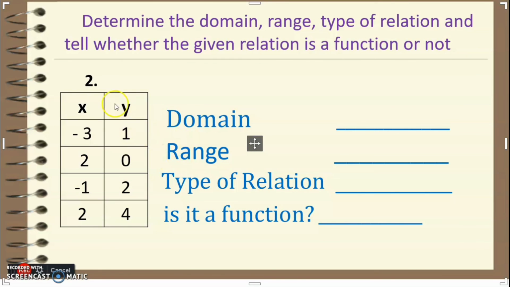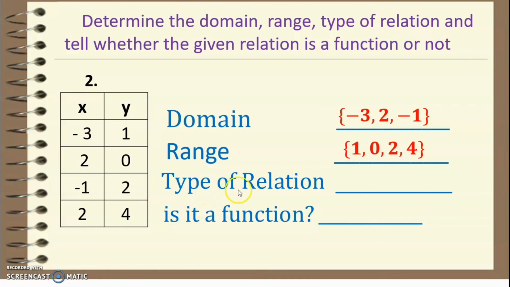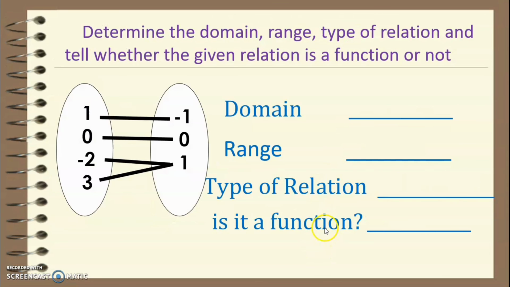Number 2, our table shows ang domain, then the range. So, domain natin is negative 3, 2, and 1. Nagkapareho, nagdoble ang 2 natin. Then range is 1, 0, 2, and 4. Then type of relation natin ay many to 1. Then function or not? Yes, it's not a function.